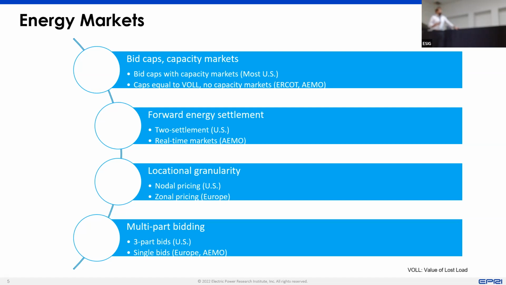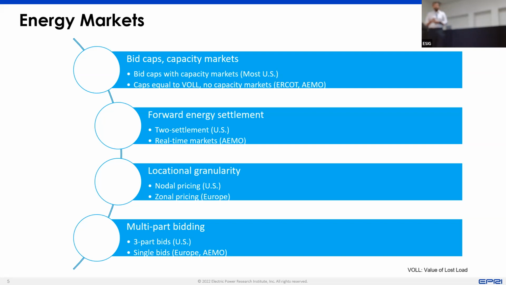But in other markets that may not have a separate revenue stream from a forward market or a capacity market, the bid caps may be closer to the value of lost load, or even at what is quantified as the value of lost load, such as in ERCOT or in Australia. Forward energy settlement: in the US, we have a 2-settlement system.